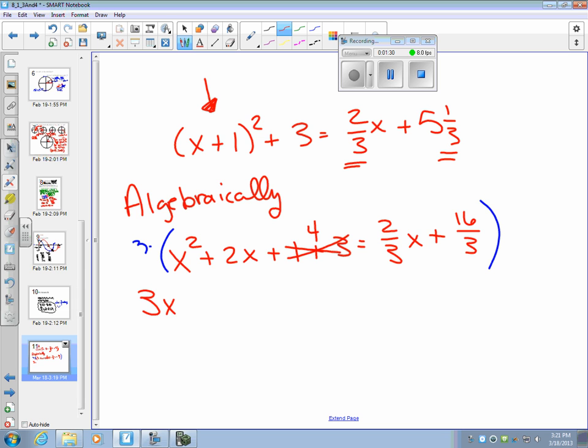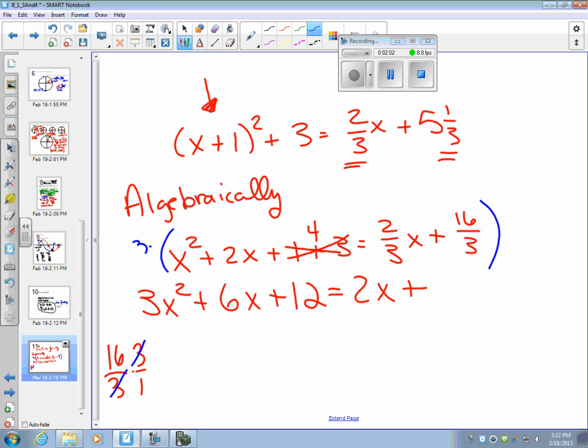Now I'm going to go through and multiply everything by 3. So I have 3x squared plus 6x plus 12 equals, and what's 2/3 when I multiply it by 3? It's 6/3, which is 2. So that's just 2x plus, and then what's 16/3 when I multiply it by 3? I'll give you a hint. It's why we're multiplying by 3. So 16/3 times 3 is 16. That's why we did that. We want to get rid of those fractions.